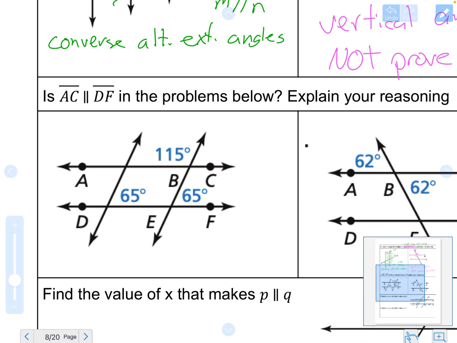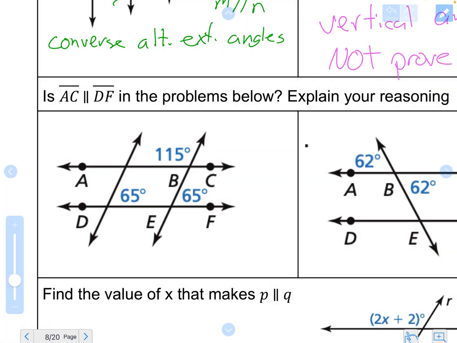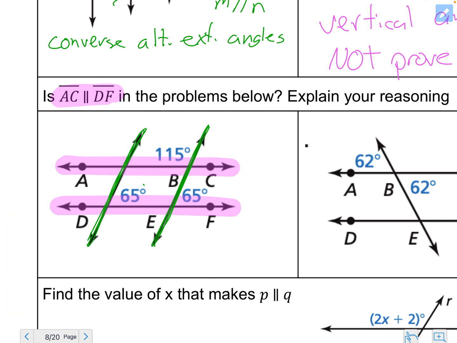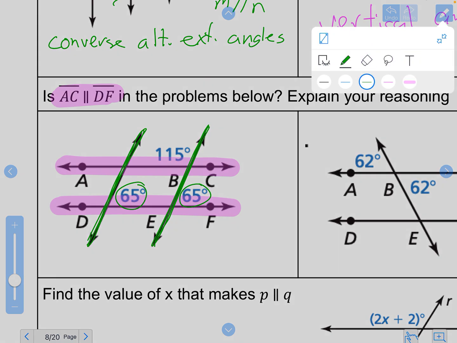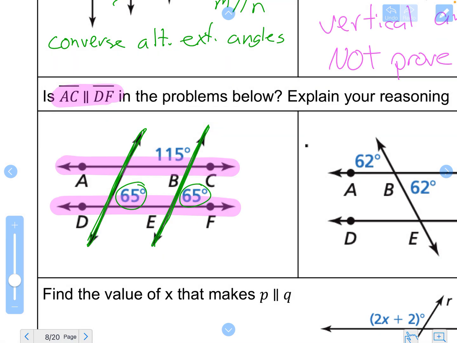So let's look at this here. We're going to prove that AC is parallel to DF. So we're looking at these two lines here. We need to look at a transversal. We've got to look at the green lines. We cannot look at the other direction. So yes, we know these two are corresponding, but those two prove that our two green lines are parallel. They do not prove that AC and DF are parallel. There's a couple of different ways we can look at it.